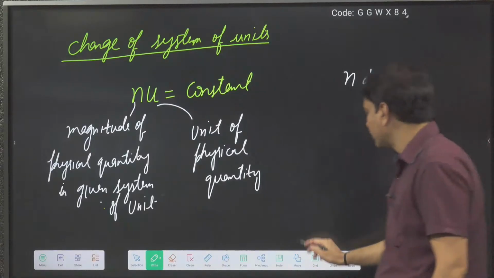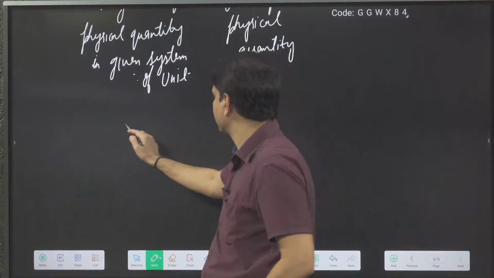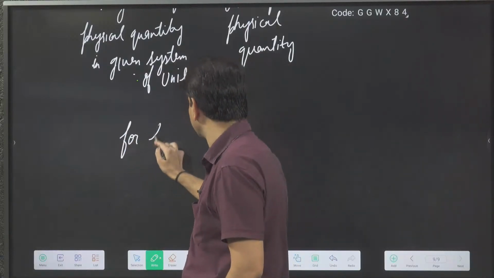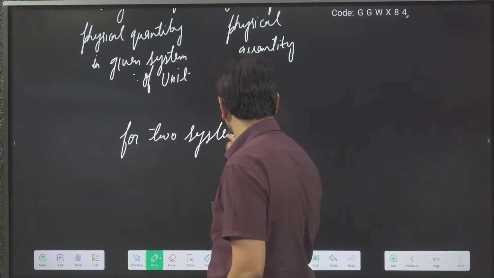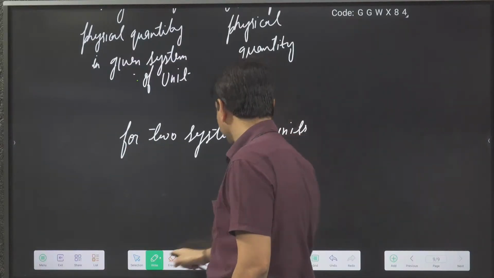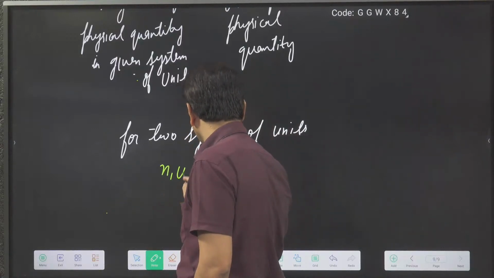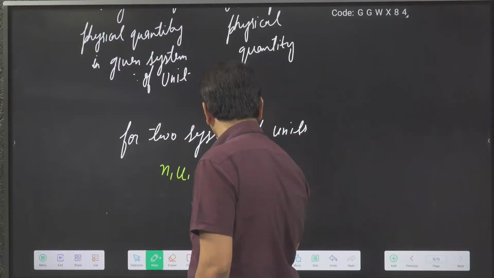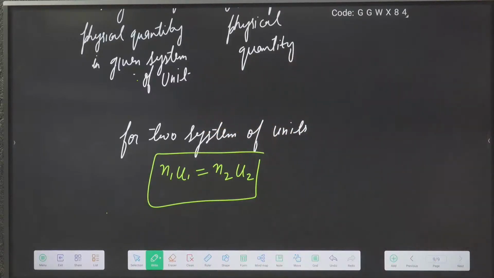For two systems, suppose I am going from one system to another system, so we can say, for two systems of unit, we will use the relation n1 u1 is equal to n2 u2.